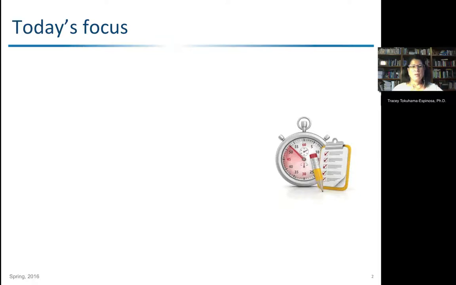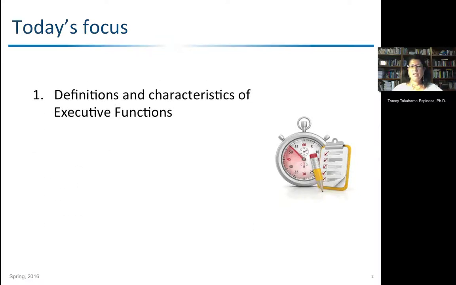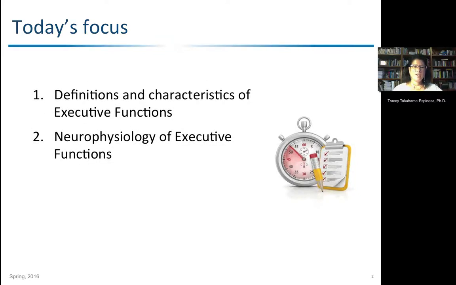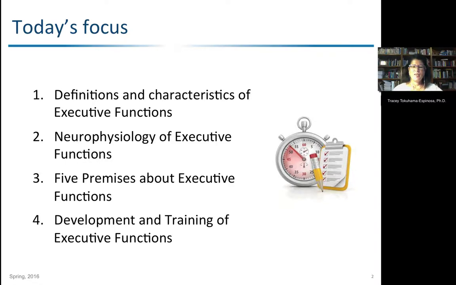We'll do this in 4 parts. We're going to begin with the definitions and characteristics of executive functions. Then we'll look a bit at the neurophysiology and 5 key premises, and then we'll look at development and training of executive functions. We'll close by looking again at the risk and protective factors that could be involved in your own personal development of executive functions, as well as those people you work and live with.